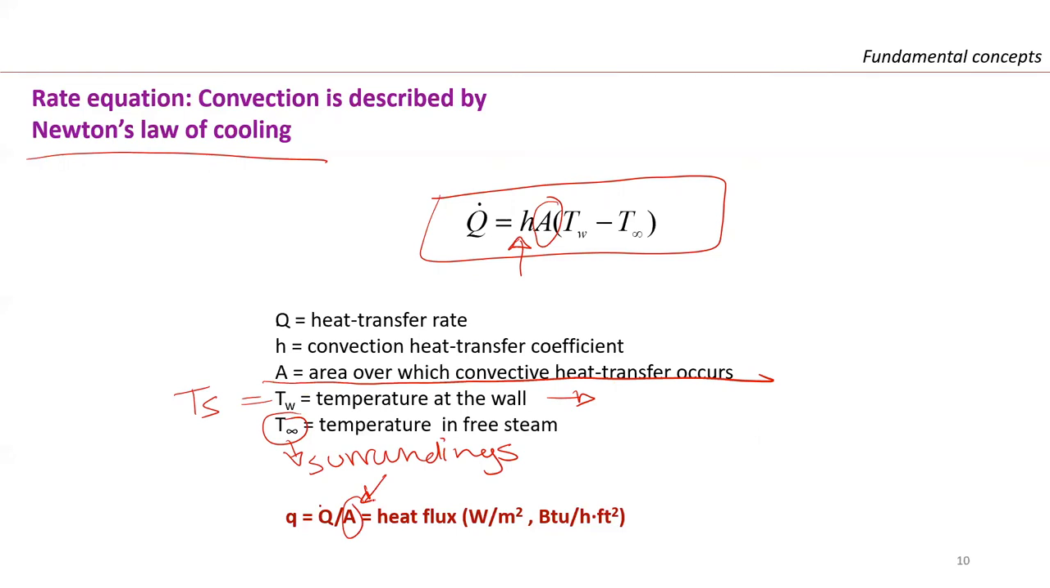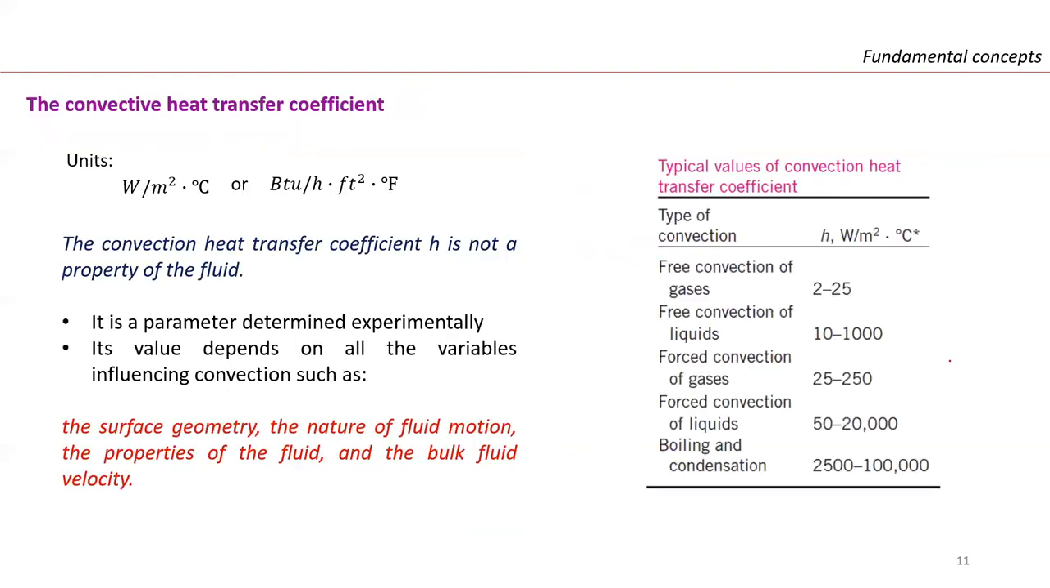So here, what would be the complication? We can measure the area where our heat transfer is occurring. We can know the wall temperature. And we can measure the temperature of our fluid. So these are knowns. What would be the complication here? How to get the convective heat transfer coefficient, right? And what is h, first of all? What is that convective heat transfer coefficient?